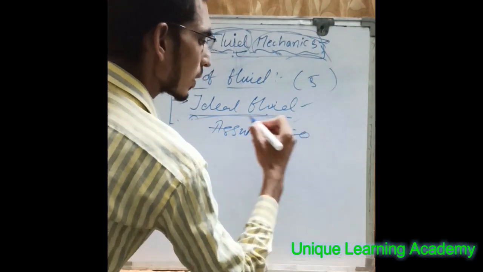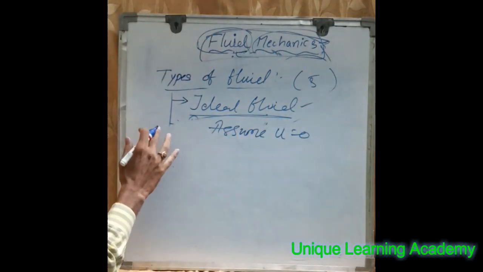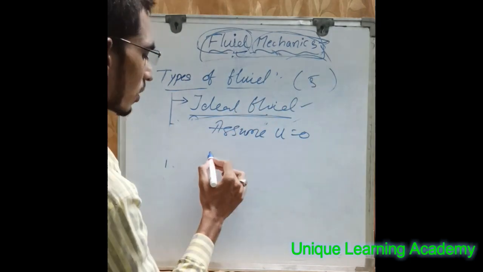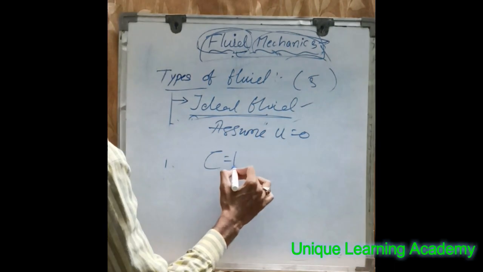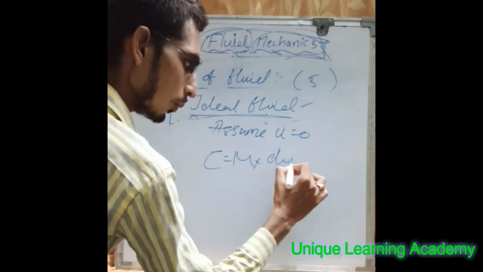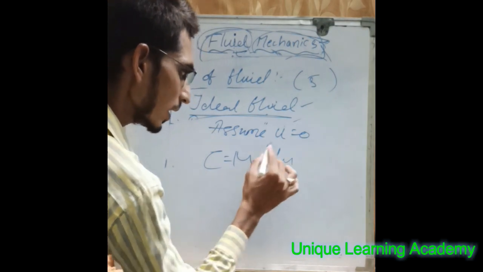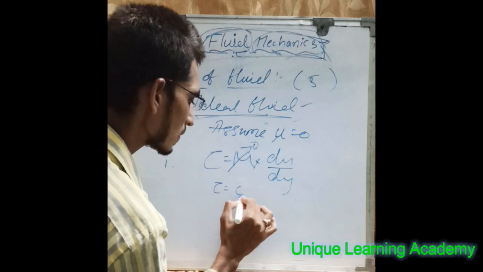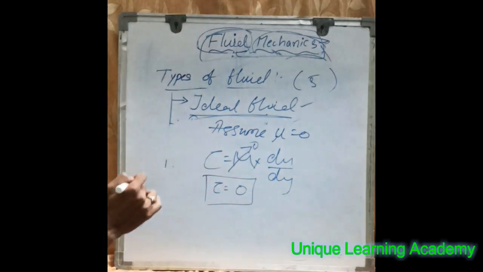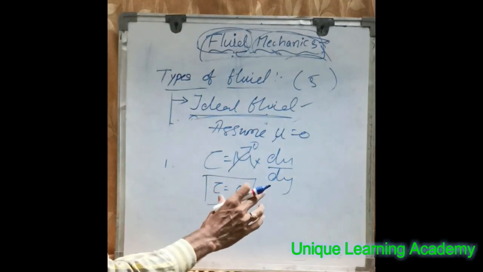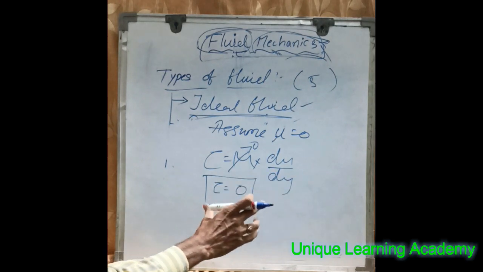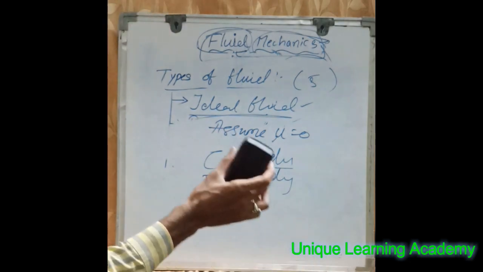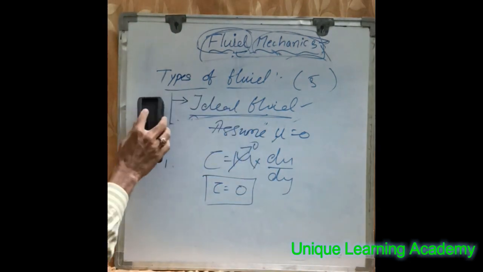For this ideal fluid, assume mu is equal to 0. Then according to Newton's law of viscosity, tau is equal to mu into du by dy, and here mu is equal to 0, so tau is equal to 0. If tau is equal to 0, then shear stresses are 0 for ideal fluids and normal stress should be constant. This is what we have about the ideal fluid.